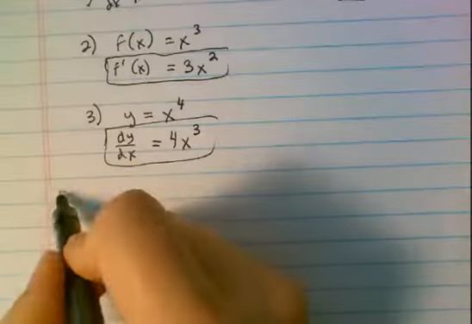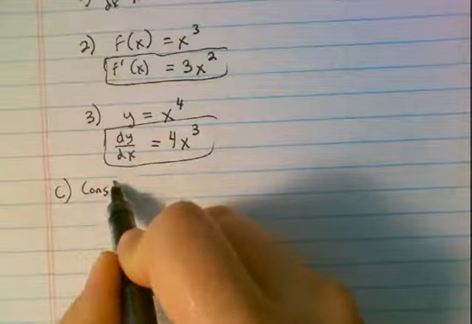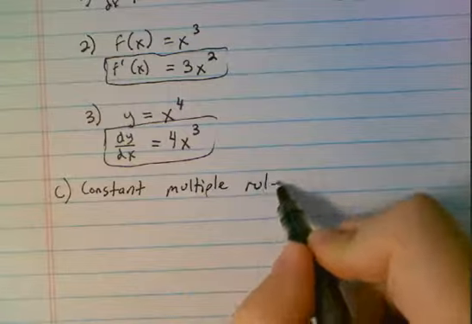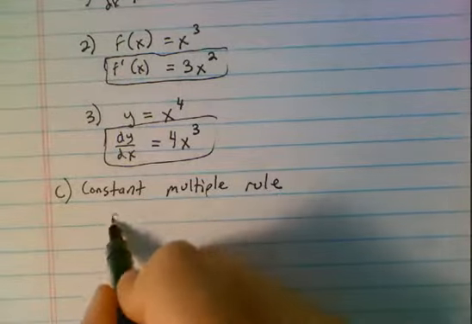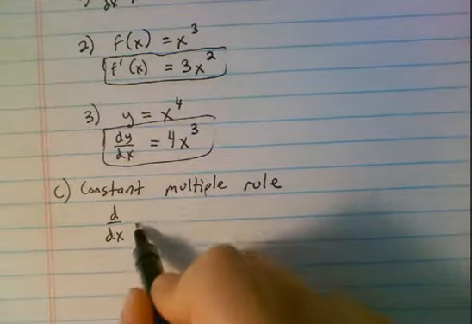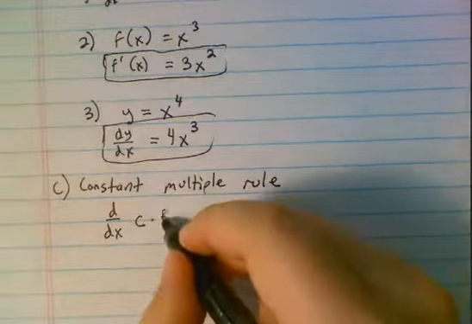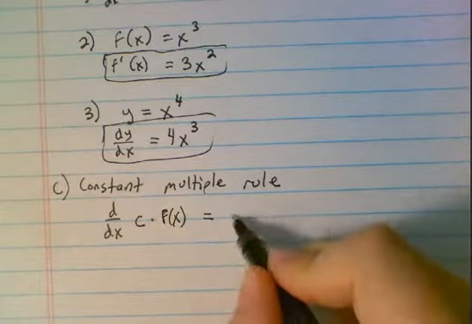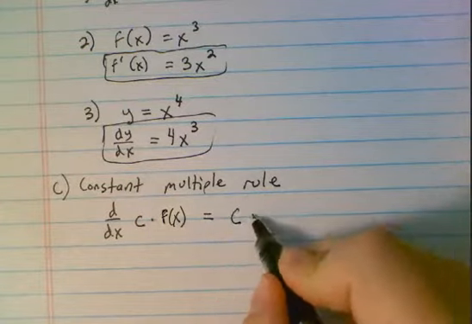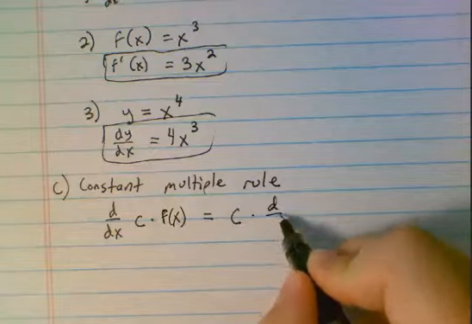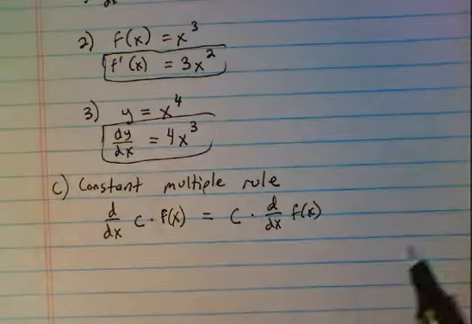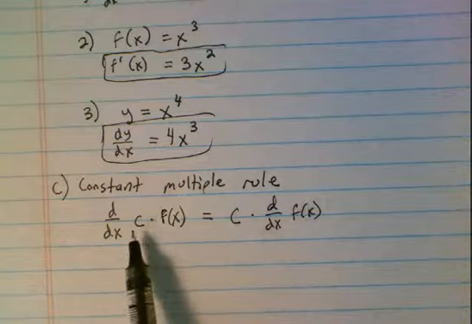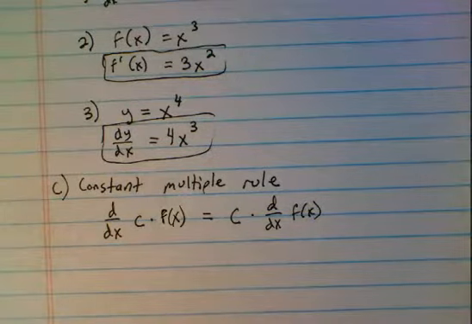So the next one up is called the constant multiple rule. What that says is that when we take the derivative of some constant times f of x, that's the same thing as just multiplying that constant times the derivative of f of x. Really all this says is that any number, any constant here, is just along for the ride when we do differentiation.